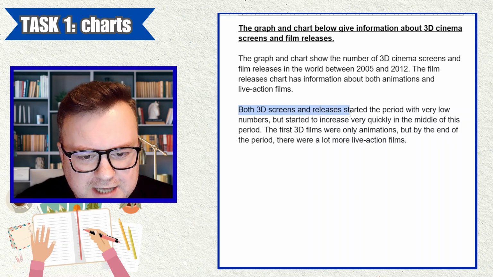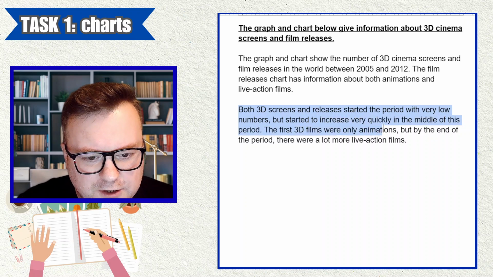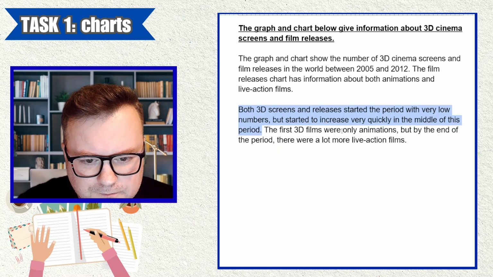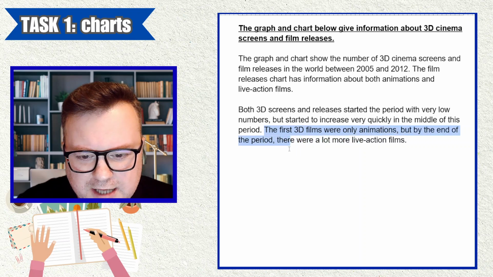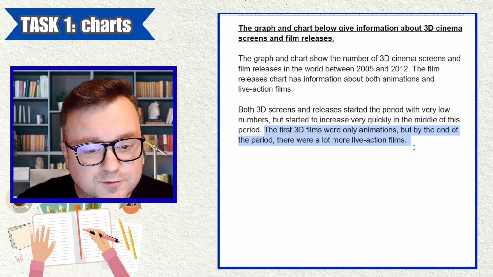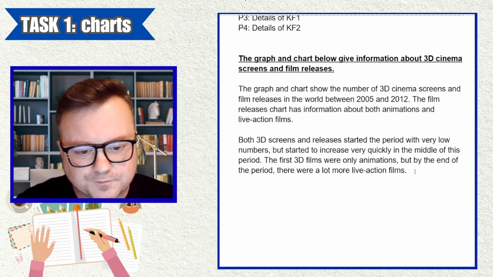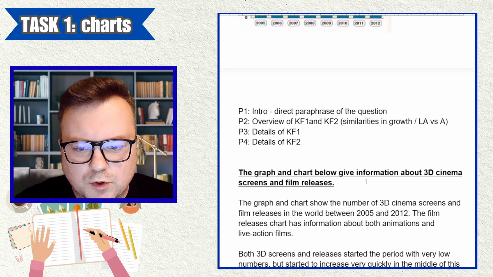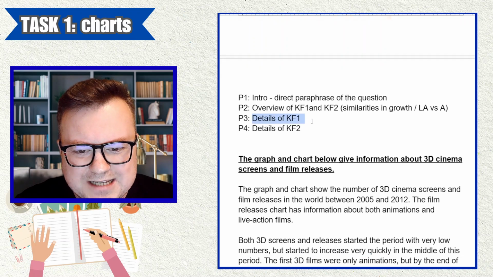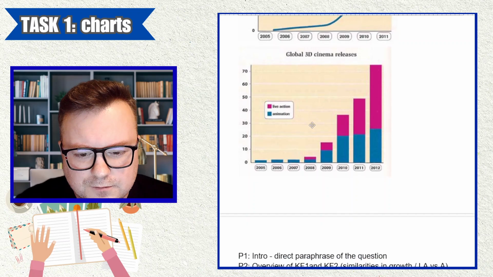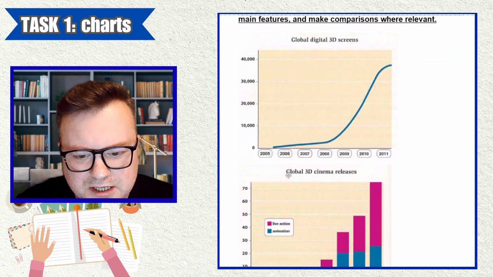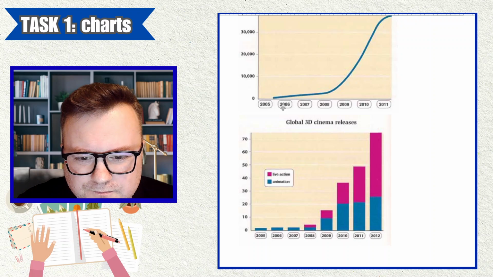Both 3D screens and releases started the period with very low numbers, but started to increase very quickly in the middle of this period. The first 3D films were only animations, but by the end of the period, there were a lot more live action films. Cool, that's a clear overview. So now I want to go into details of key feature 1. Details, statistical details. Okay.